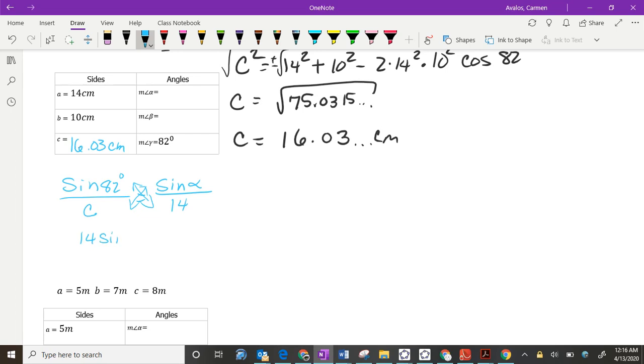14 sine of 82 degrees. Now if I multiply this, I'm going to move this to this side and I don't want to. So I am not going to cross multiply that side there. I'm just going to do those on there and I am going to keep this over C.